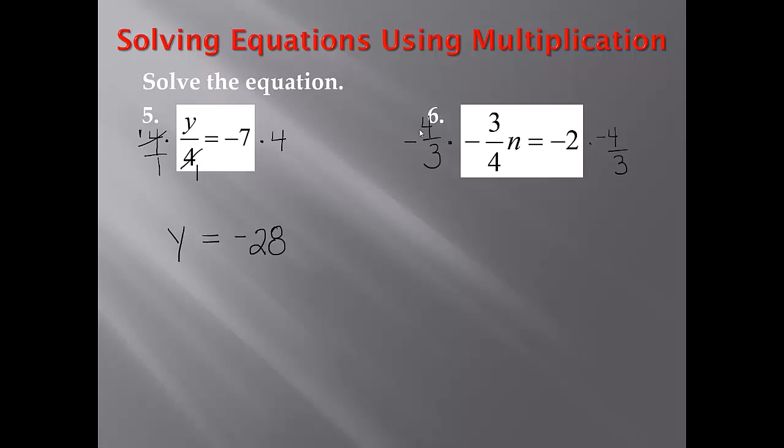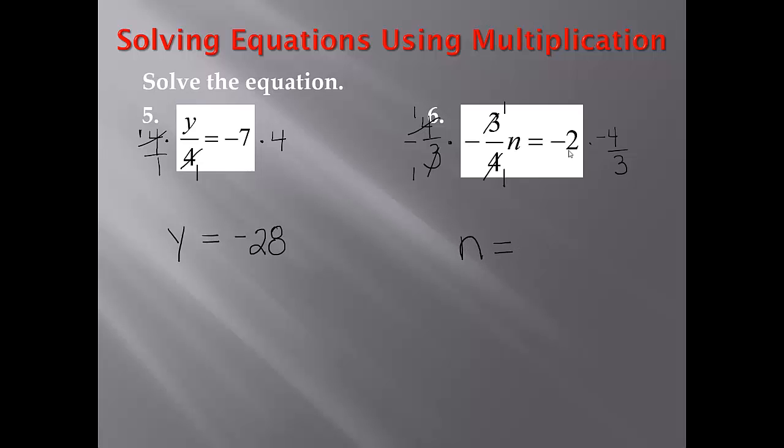You'll see that when we do this, when we simplify this fraction, 4 and 4 can both be divided by 4, so those become 1s. And 3 and 3 can both be divided by 3, so those also become 1s. A negative times a negative is a positive, which just leaves me now with n on the left-hand side.